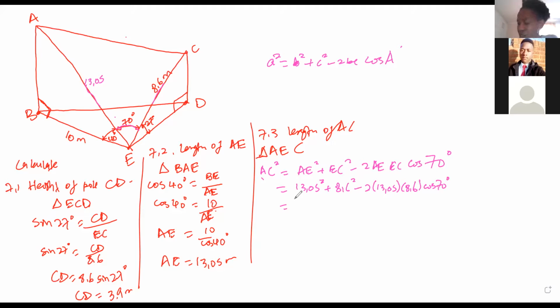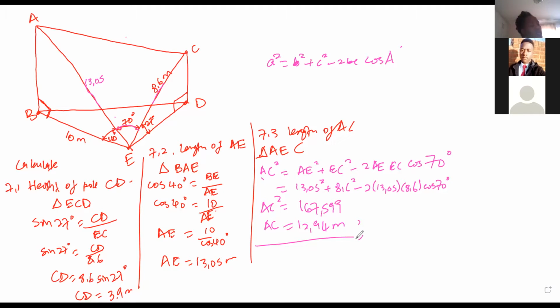13.05 squared plus 8.6 squared minus 2 times 13.05 times 8.6 cos 70 gives 167.599. That's AC squared. That means AC is the square root of this, 12.94 meters. That's the length of AC. So that one was quick.